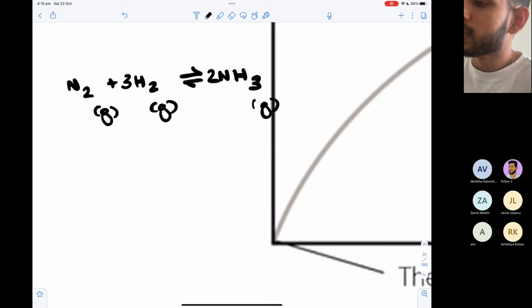Okay. Let's initially say this. Good. All right, let's go to Jacob. Jacob, what do you think is going to happen to the concentrations at equilibrium? Do they have to be equal and do they have to be constant?